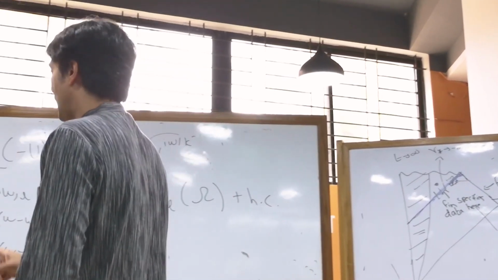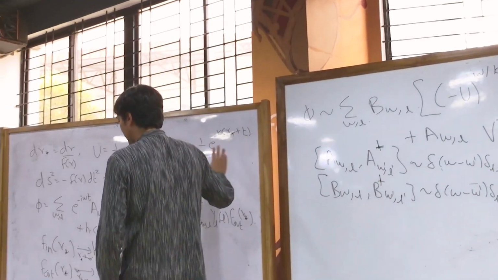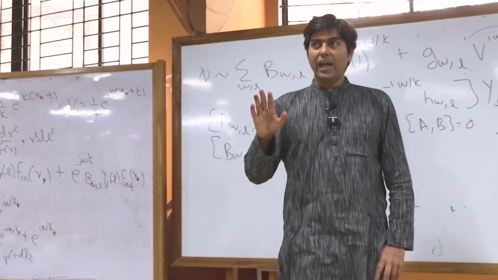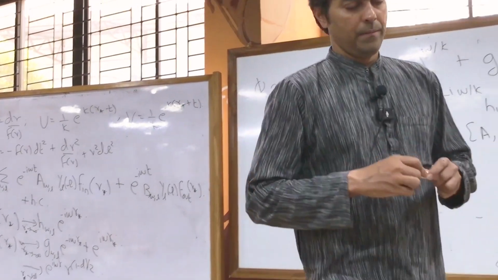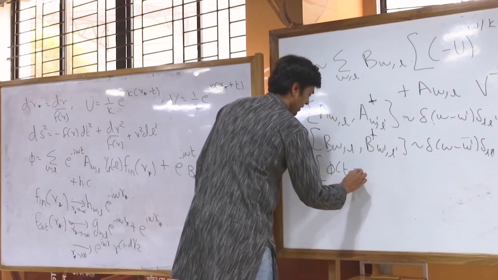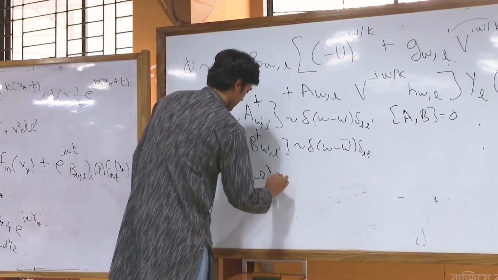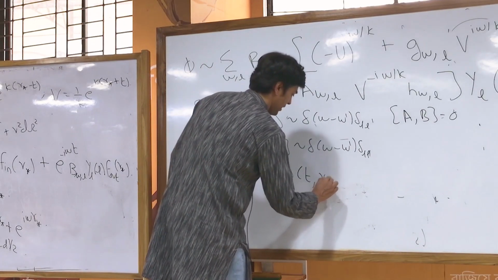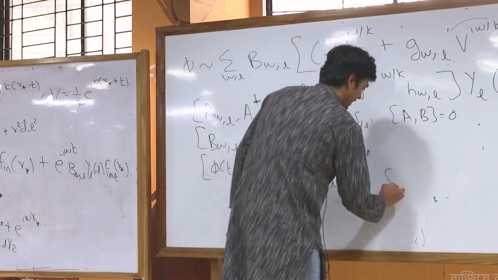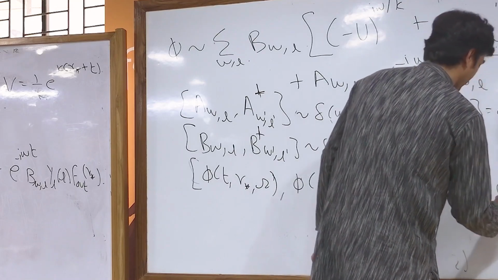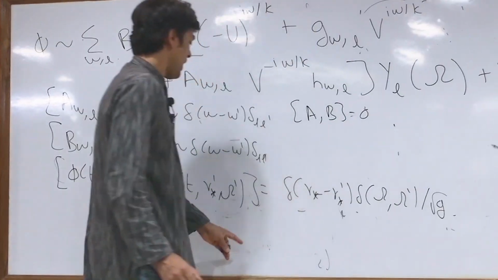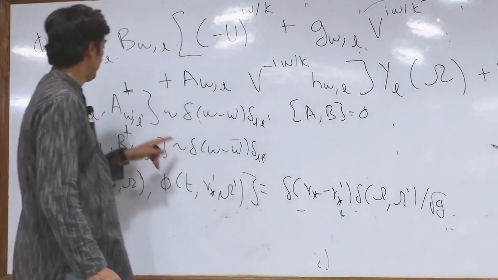Yes, these commutation relations come from equal time commutation relations. You're right that to get these commutation relations, what I should really impose is that phi of t at r star and phi of t at r star prime is a delta function in r star minus r star prime, with a delta of omega prime, and there's a factor here, square root g, I think. And when you impose this, you get these commutation relations.